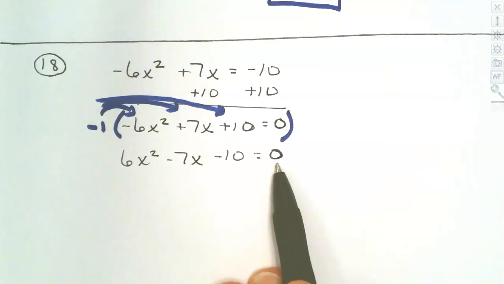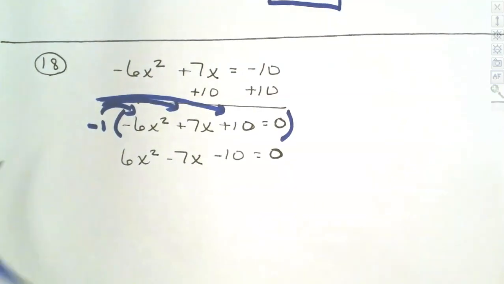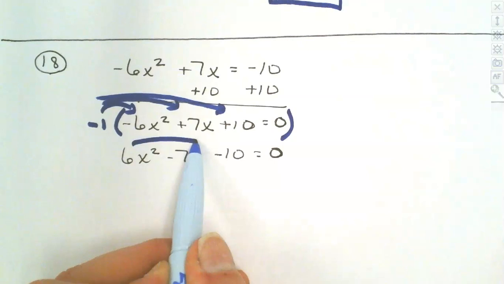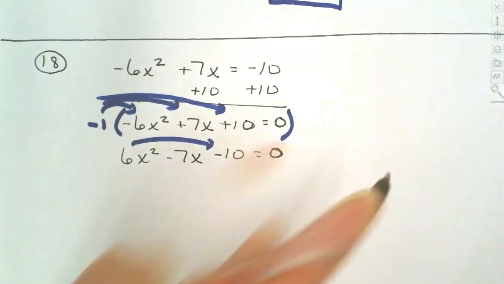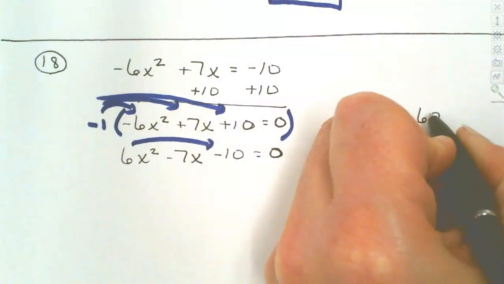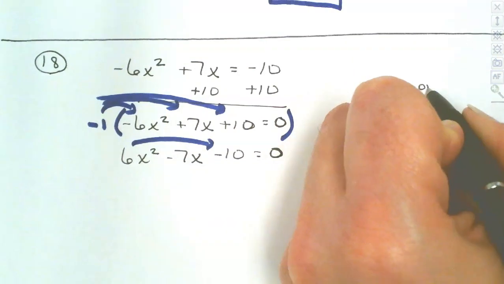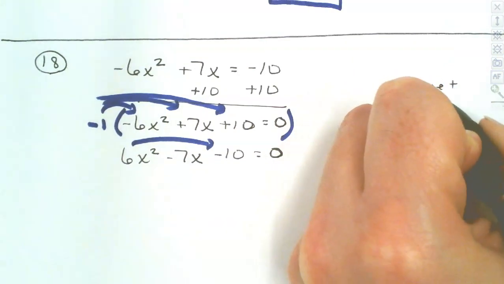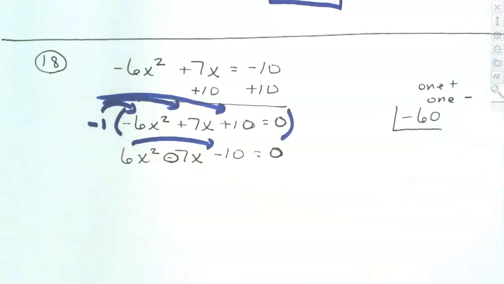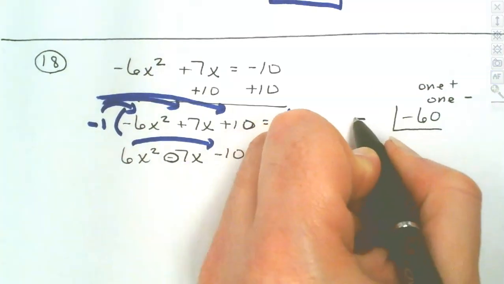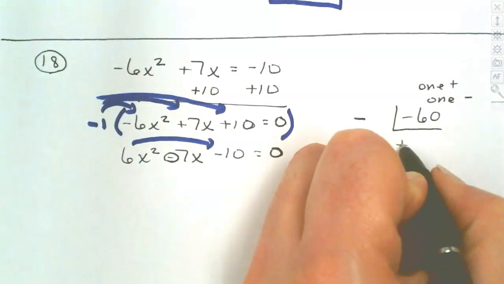Now it's been set to 0. It begins with a positive 6. We can go ahead now and multiply. 6 times a negative 10. 6 times a negative 10 is a negative 60. What do we know about the signs? We know 1 positive, 1 is negative. We look at the sign in the middle. Sign in the middle is negative. That tells us our larger number is negative, smaller number is positive.